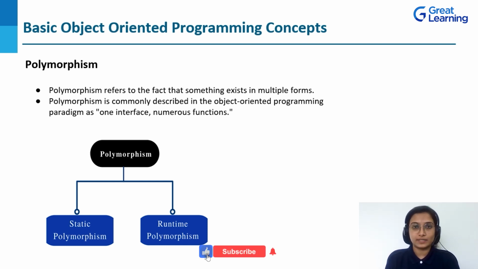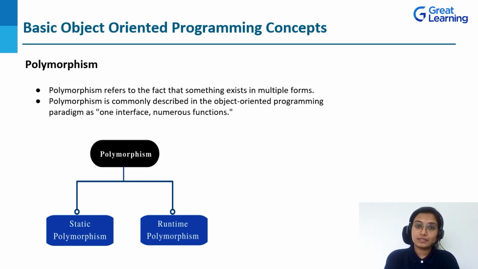Having different forms for the same name. So that's about polymorphism. Coming to the types of polymorphism, you have two wide ranges of polymorphism: static polymorphism and runtime polymorphism. You can also call it static and dynamic polymorphism.